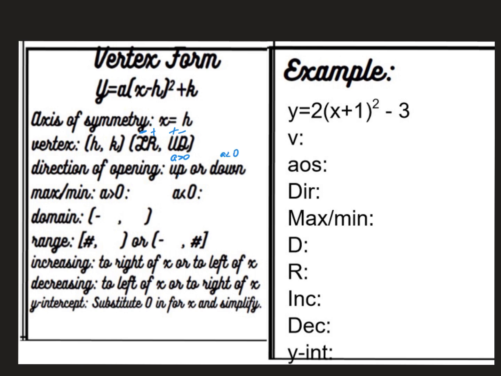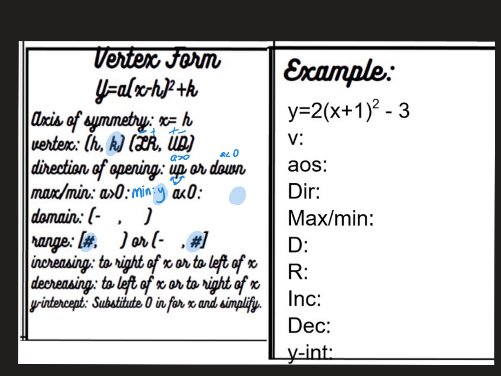It has a maximum value. If it opens up, it's pointing to positive infinity, and then this point is your minimum value. So if A is greater than 0, then you have a minimum, and it's the y-coordinate of your vertex. Let me highlight to show you these. This one and this one would be the same, the y-coordinate of the vertex. I'm going to highlight this too.